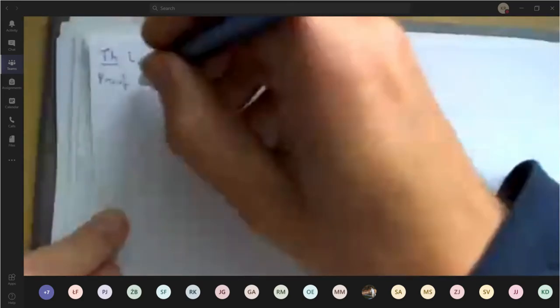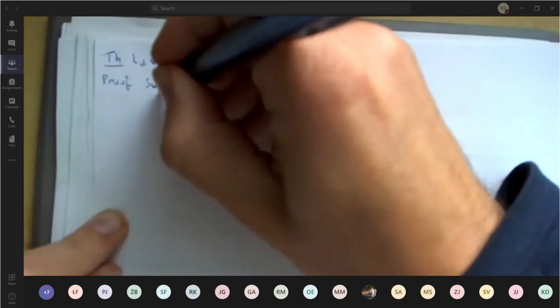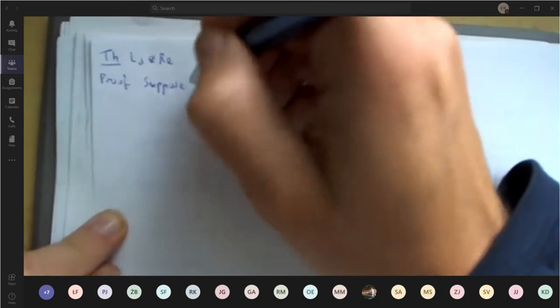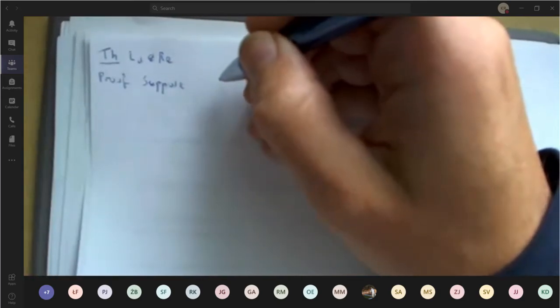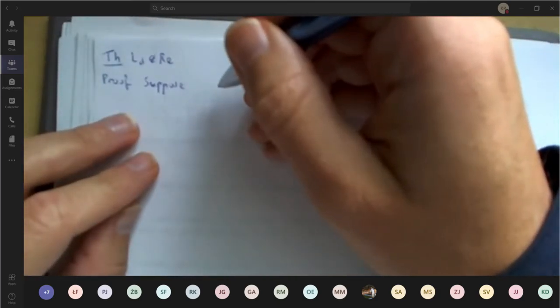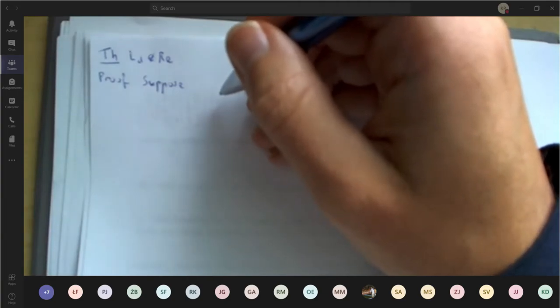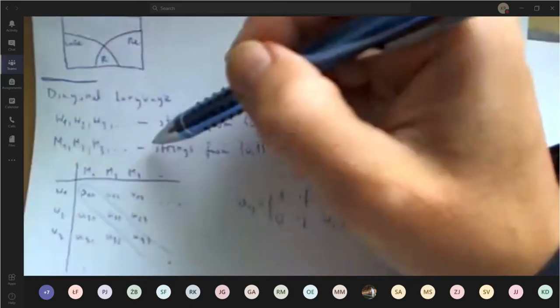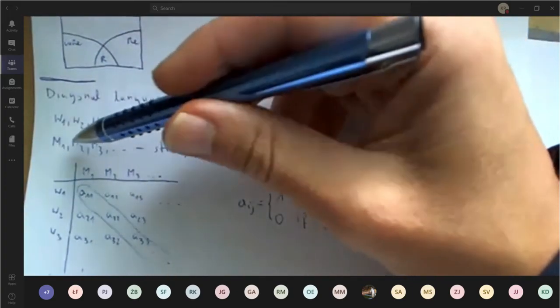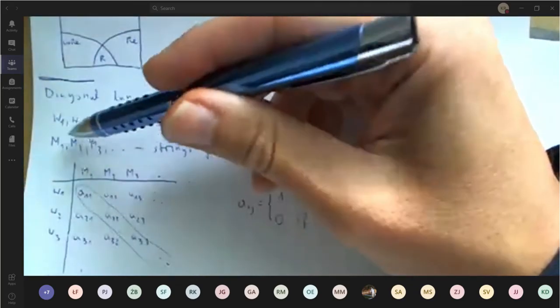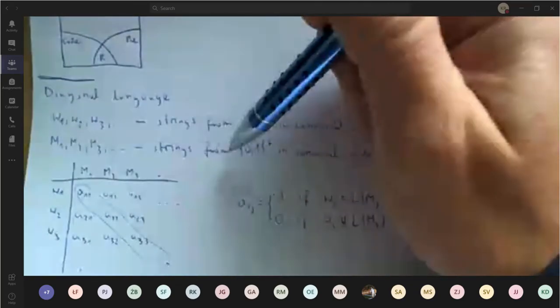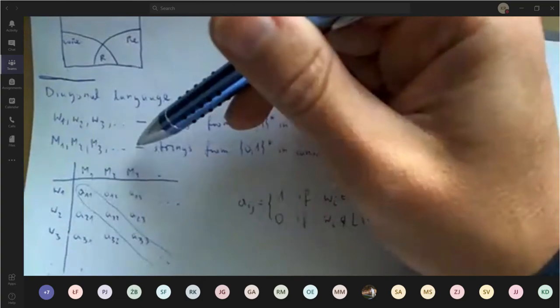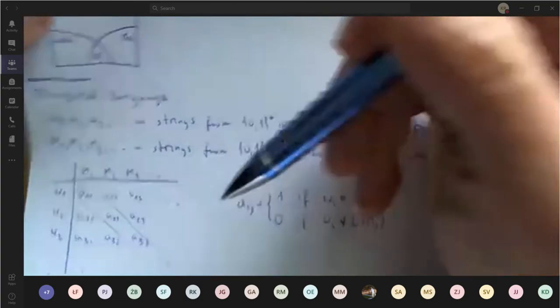Okay, so suppose every Turing machine is somewhere in this sequence. Yes, somewhere in this sequence. So if some Turing machine accepts the diagonal language, this Turing machine is somewhere in this sequence. So it is MK for some K.